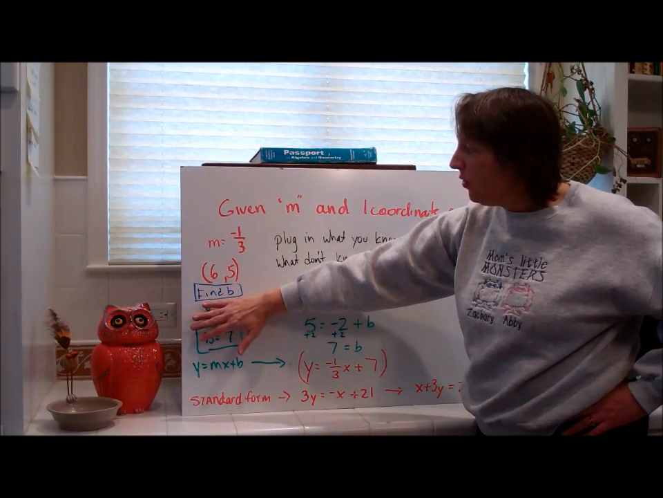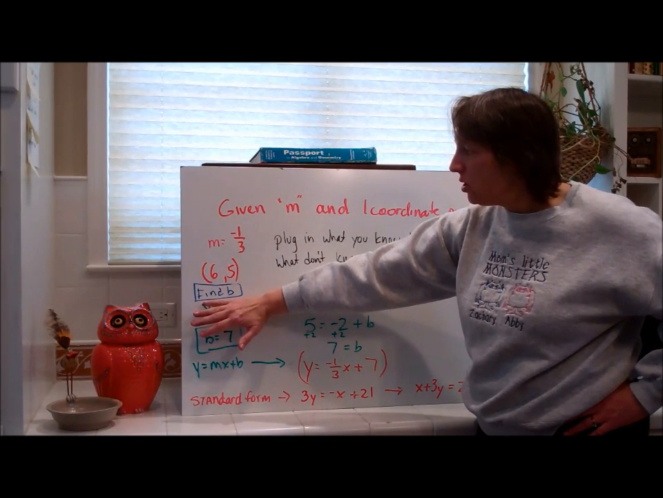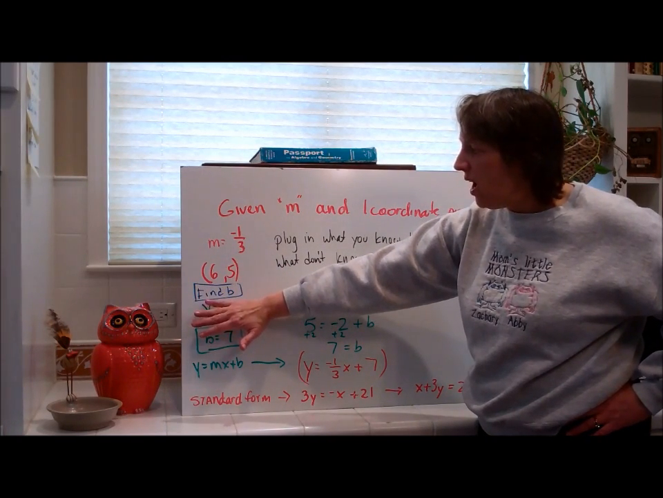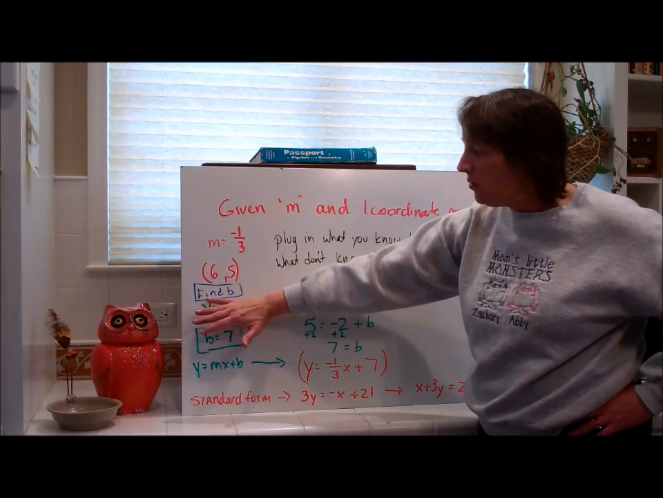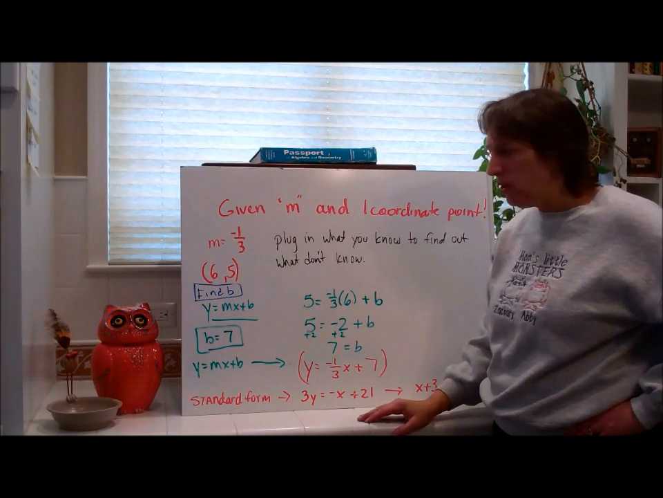M equals -1/3, which is the slope. And the point 6, 5, x is 6, y is 5. Find b. So you want to plug in what you know to find out what you don't know.